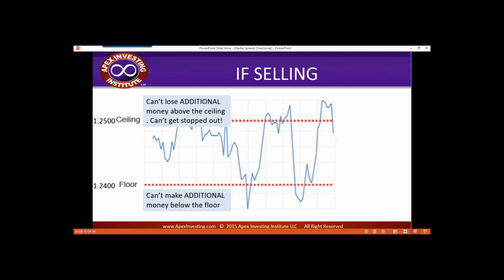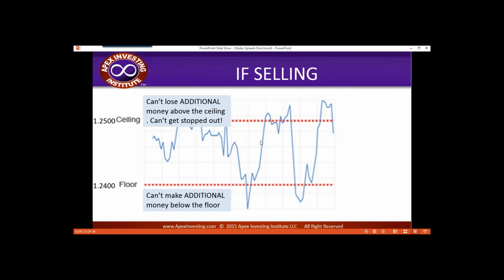And that's one of the really nice things about these Nadex spreads. For example, let's say that we were going to sell. We're going short. We think the market's going down. Well, let's say we're wrong and the market goes up. I can't lose additional money above the ceiling, and I don't get stopped out. My trade's not automatically closed. Let's say that right here I were to sell because I think the market's going down, but I'm wrong, the market goes up, and it goes all the way up to the ceiling here.